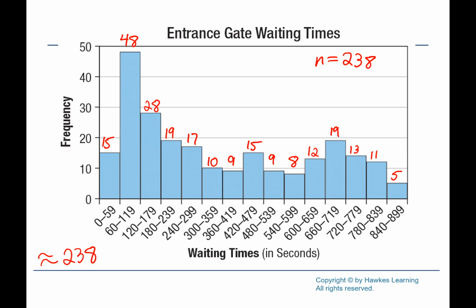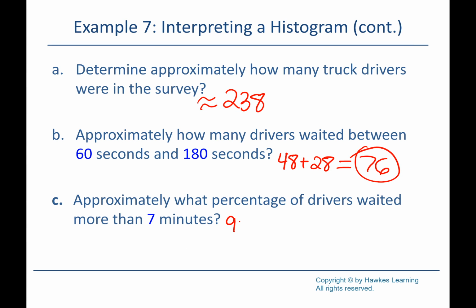All right, so let's see, let's add those up. So we're adding from here up, so 15 plus 9 plus 8 plus 12 plus 19 plus 13 plus 11 plus 5. Whoa, I didn't clear my calculator before I started, so that was way off. I got 92. So I got about 92 truck drivers that waited more than 7 minutes, but we want it as a percentage.